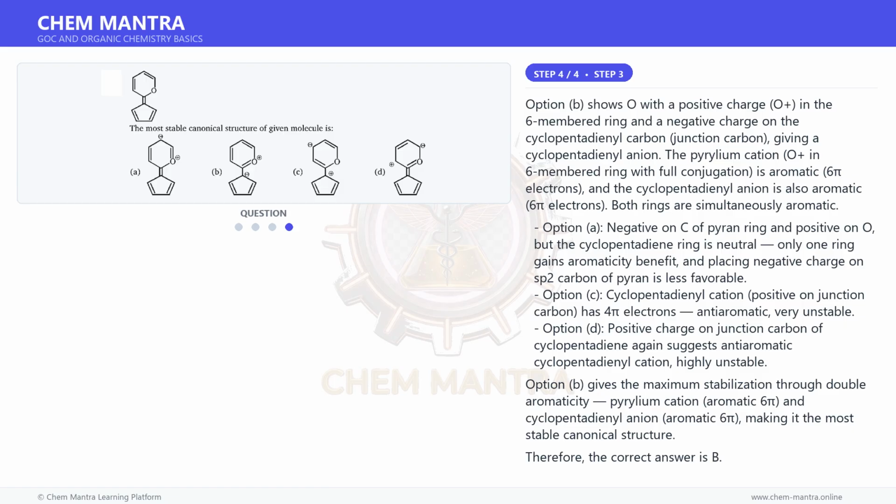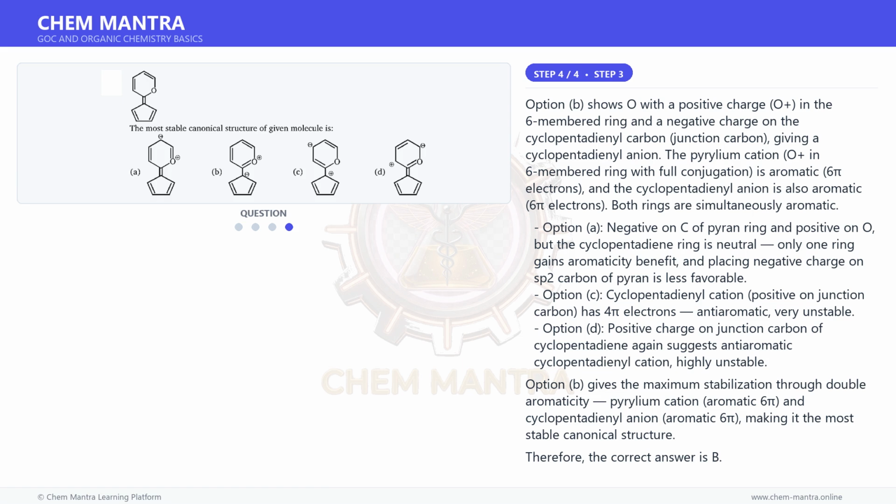Option C, cyclopentadienyl cation, positive on junction carbon, has 4 pi electrons, anti-aromatic, very unstable. Option D, positive charge on junction carbon of cyclopentadiene, again suggests an anti-aromatic cyclopentadienyl cation, highly unstable.